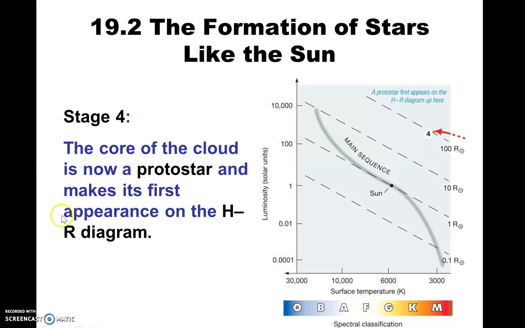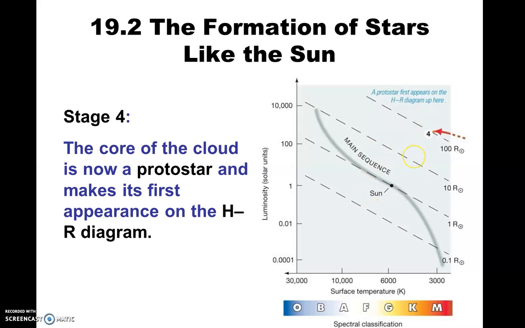Alright, in the last video we had gone through stages 1 through 4, and so now we're looking at the moment where we can just barely find some of these protostars on the main sequence. Notice this evolution that we're talking about is going to be stars that are going to become like the sun. So basically, eventually become one solar mass stars.